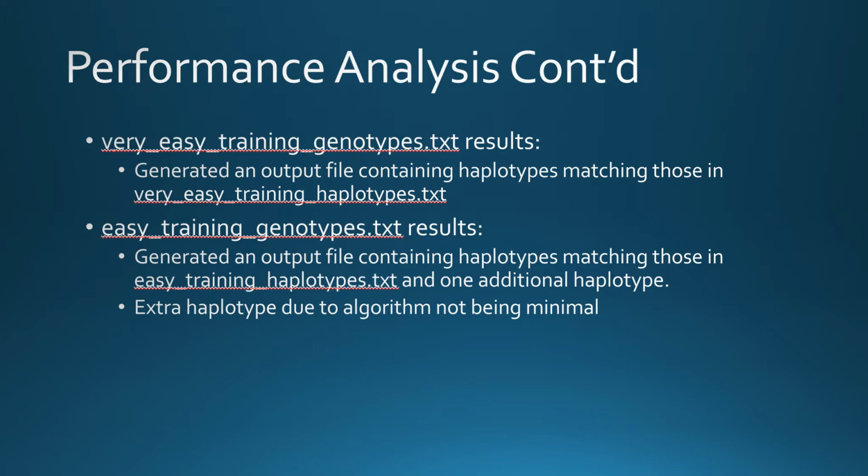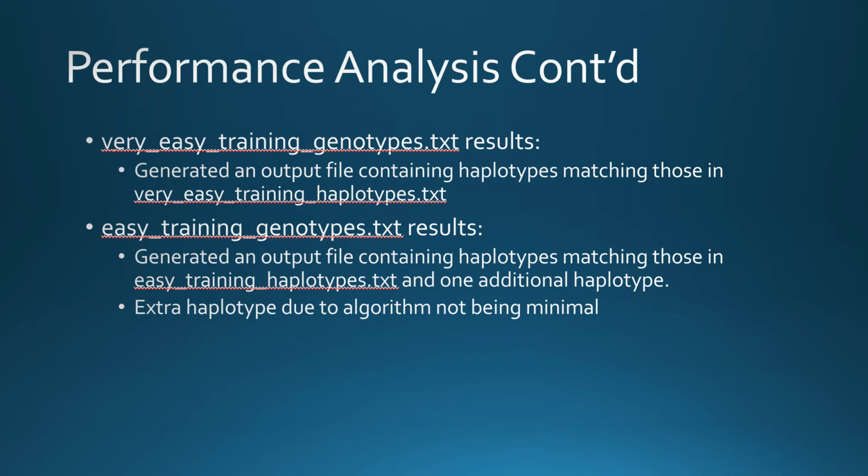Some additional performance analysis. Just considering the 2 input text files that were given to us in the data files. The first one I ran was the very easy training genotypes.txt, and doing that I observed my results in the output text file and compared them to the very easy training haplotypes.txt file, and saw that I generated the same haplotypes. So it was very accurate for the very easy training. And then I also ran the easy training genotypes.txt file, and it generated an output file containing the haplotypes matching those in easy training haplotypes.txt.